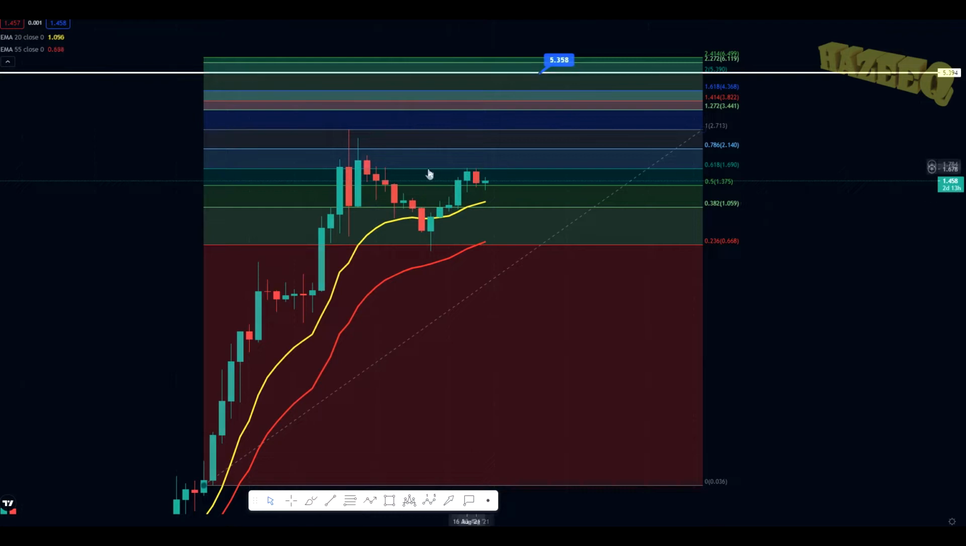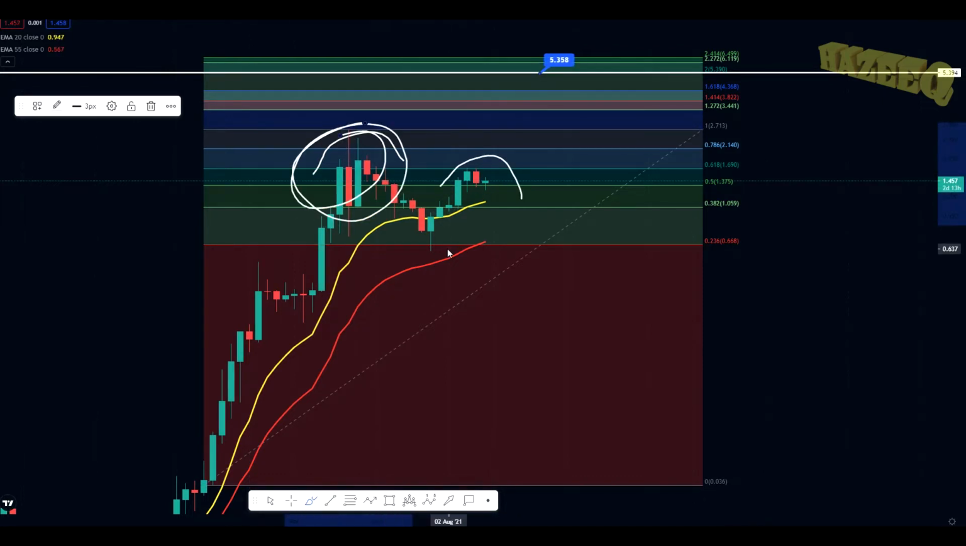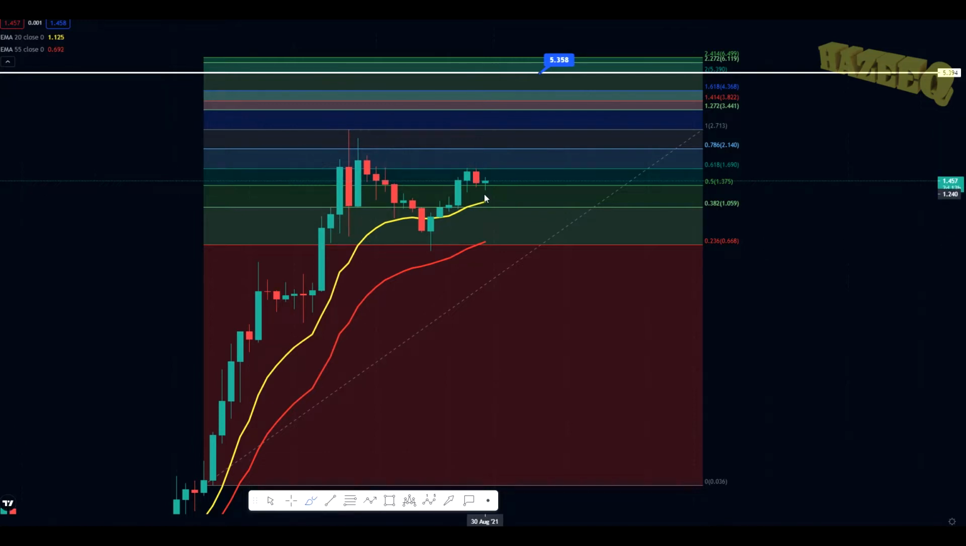So potentially what may end up happening, you can see that we have a high over here and a lower high over here. So if we don't break this high over here, we're creating a downtrend because we're going to be making a lower high and a lower high and a lower high. That's how a downtrend works.